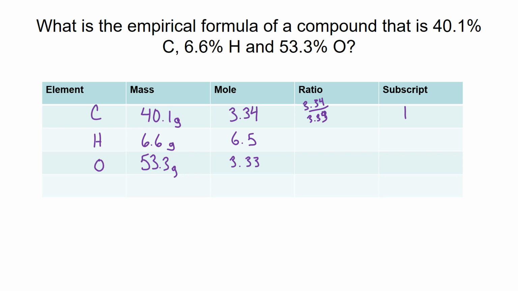6.5 divided by 3.33 gives me a number close enough to 2 that I can round. It gives me like 1.9, something like that. And then 3.33 gives me 1. So what should my empirical formula be for this equation? H2O.